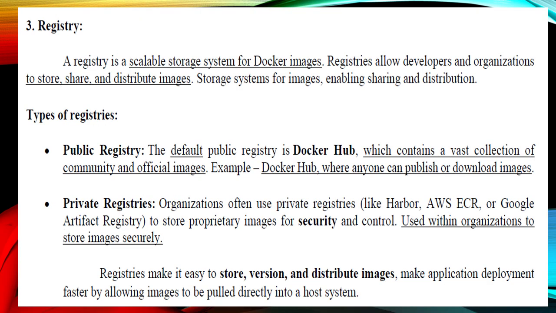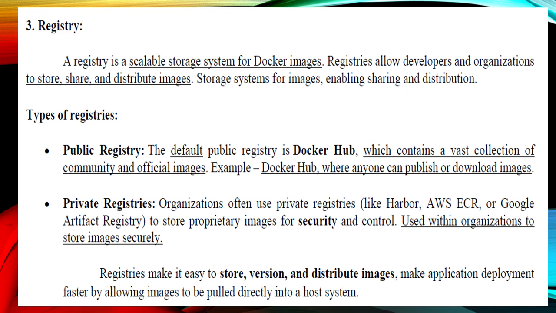Registry: a registry is a scalable storage system for Docker images. Registries allow developers and organizations to store images, enabling sharing and distributing. Types of registries: public registry and private registry. The default public registry is Docker Hub, which contains a vast collection of community and official images, where anyone can publish or download images.